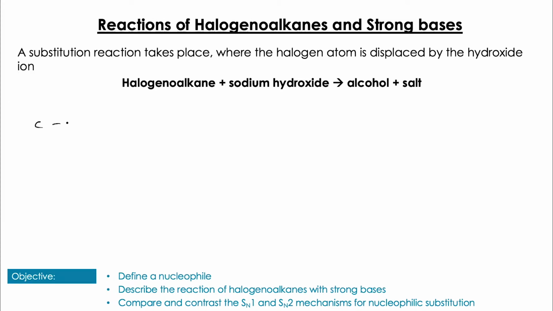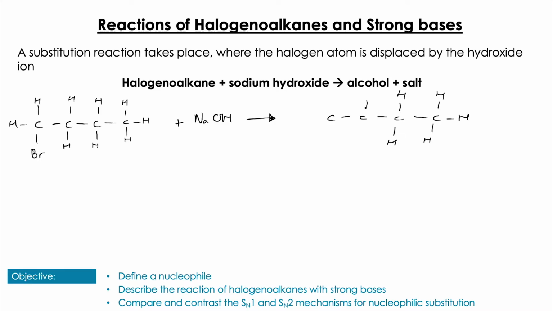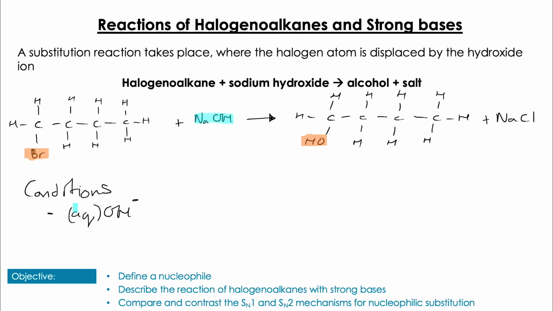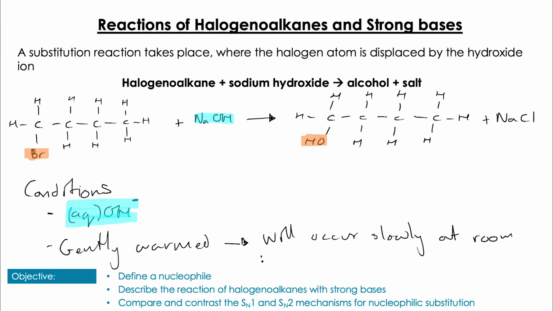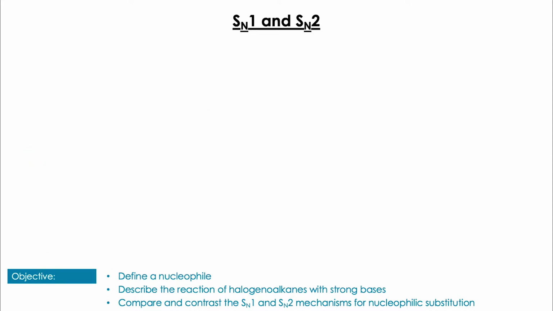So one of the most common ways we do this is with a strong base. And it's quite simple. All that's going to happen is whatever halogen is attached to the alkane chain is going to be substituted by the alcohol group, and we're going to end up with the salt of whichever metal hydroxide we used. So in this case, it would be NaCl. You can see the switch. The conditions for this are aqueous hydroxide ions, of course, and we need to gently warm it. The reaction will still occur at room temperature, but usually we want to speed up the reaction as that would be slightly slow. But you're itching for those mechanisms, aren't you?